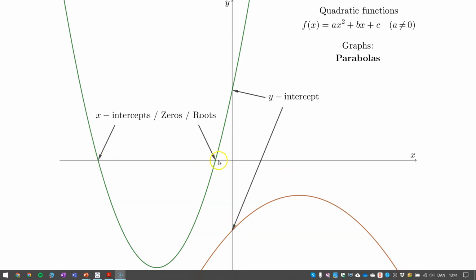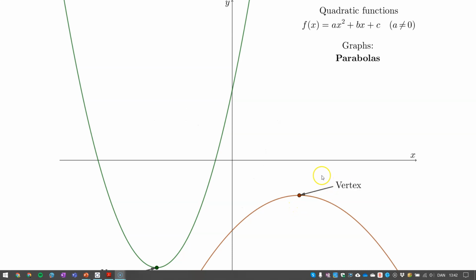Where the graph hits the x-axis, we call that the x-intercepts, or the zeros, because the y is 0, or the roots. Sometimes they're also called roots. And in this case, the green one has 2 x-intercepts. The brown one actually has none. So the brown one doesn't have any x-intercepts. And we're going to dive a little bit further into this because you have 3 cases. Either you can have 0 x-intercepts, or you can have exactly 1, or you can have 2.